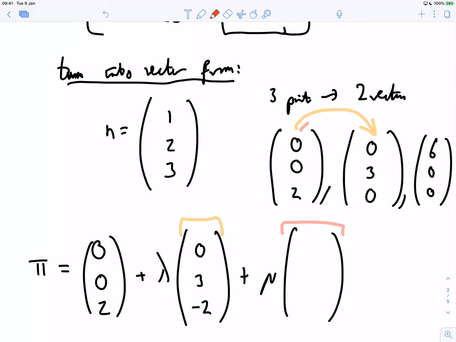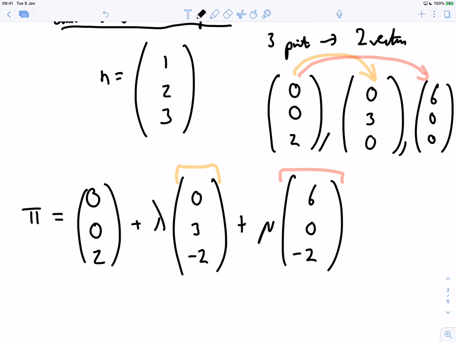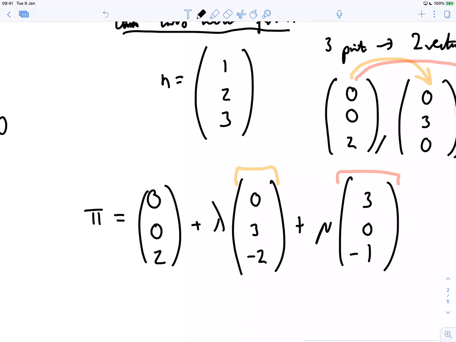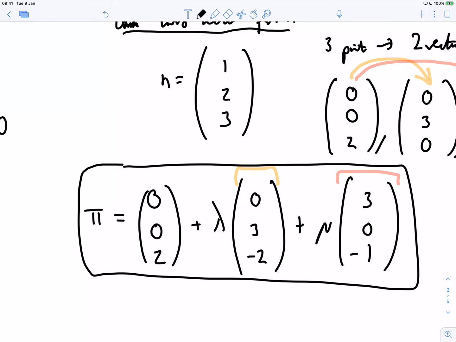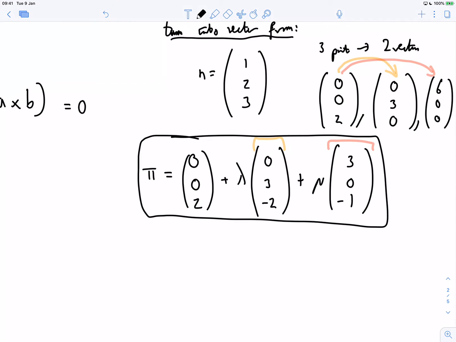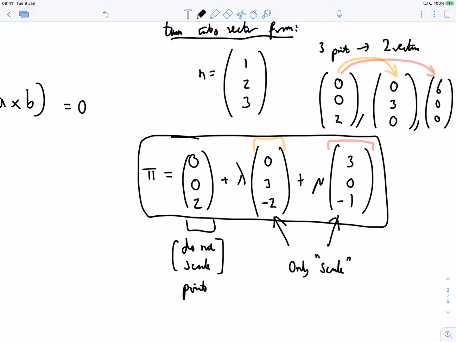And suppose for the last one, I just want to go from the first one to the last one, say. It doesn't matter. Then from 0 to 6 is 6, from 0 to 0 is 0, and from 2 to 0 is minus 2. These are not unique. I could have scaled the 6 and minus 2 down, so this could have been 3 and minus 1, and this would have been a perfectly valid equation of a plane. Notice how you can only scale these two down. Do not scale the first one, because that corresponds to a point on the plane.